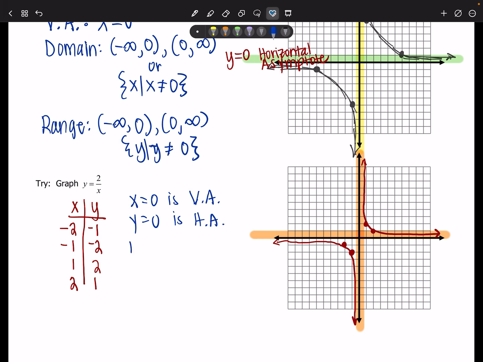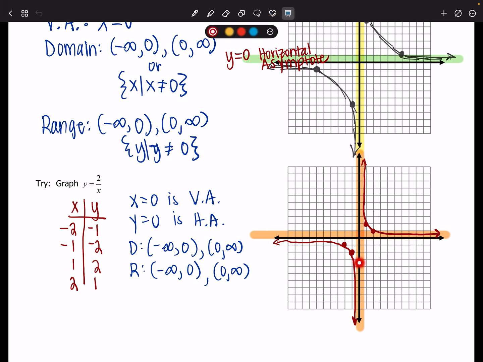The domain is -infinity to 0, 0 to infinity, and the range is -infinity to 0 and 0 to infinity. That's because x will never be 0 and y will never be 0.